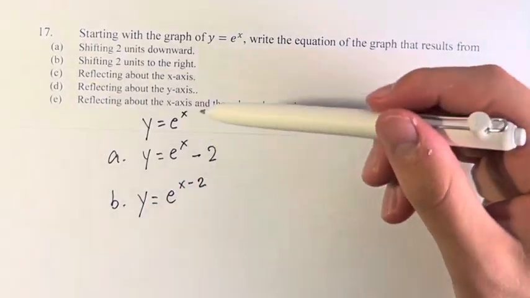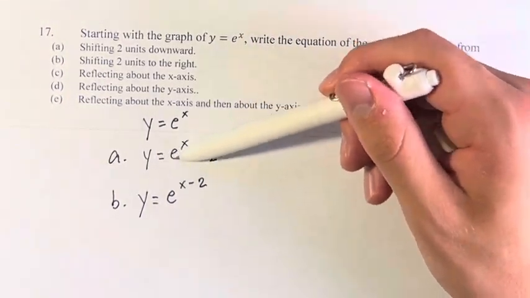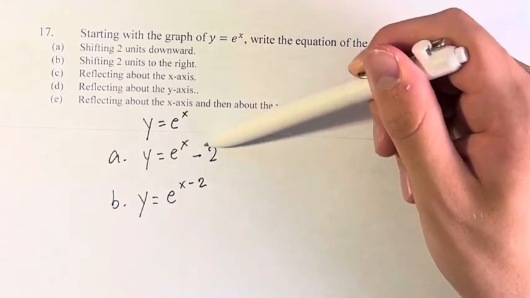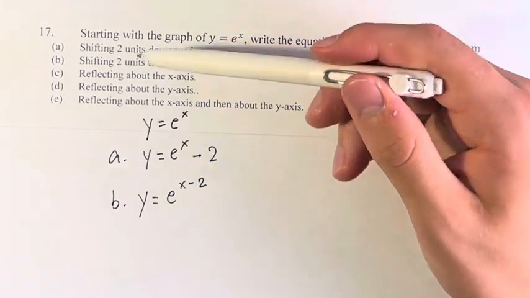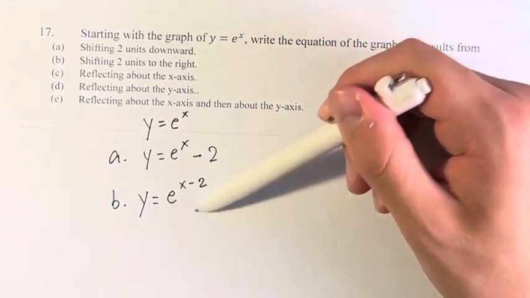So these are the two types of shifts. Right? A vertical shift, upwards or downwards, you calculate the function, e to the x, and then you subtract 2 at the end. In a horizontal shift, like to the right, you subtract 2 from the variable immediately, and then you calculate the function.